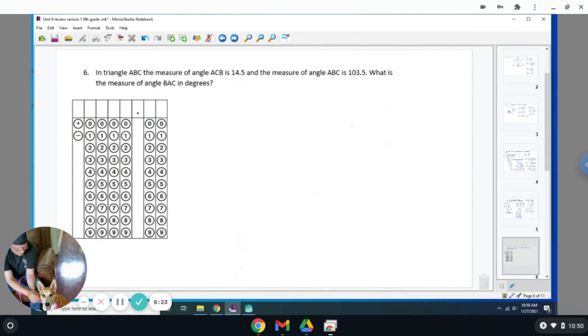All right. Number 6. In a triangle ABC, the measure of angle ACB is 14.5, and the measure of angle ABC is 103.5. What is the measure of the missing angle? So we know that all 3 angles of a triangle add up to 180 degrees. So this is x. So you're going to do x plus 14.5 plus 103.5 equals 180 degrees.